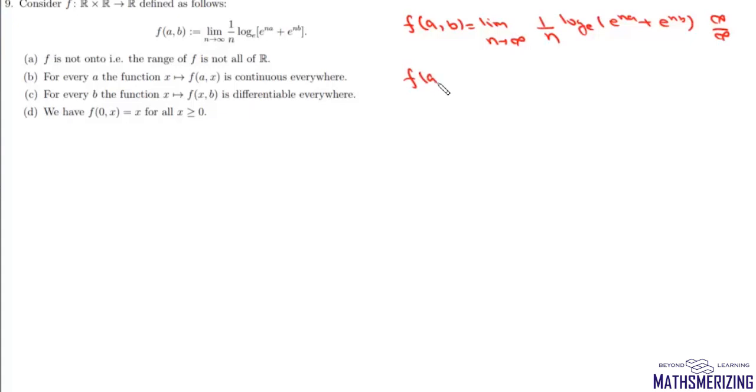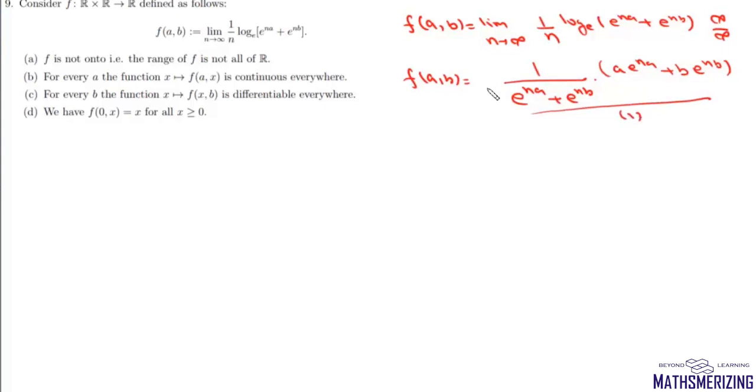So we can write this function f(a,b) as 1 upon e to the power na plus e to the power nb into a into e to the power na plus b into e to the power nb, upon the derivative of n, which is simply 1, and this limit, which is limit n tends to infinity.